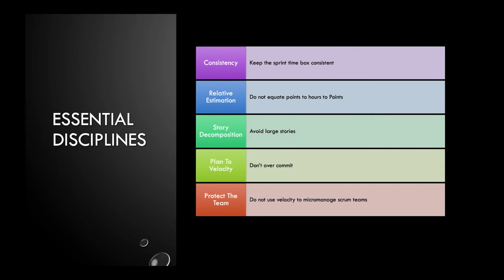Stories with large point values should be avoided. The higher the point value, the higher the risk of not completing the story within the sprint time box. High point values are an indication that stories may not be ready for implementation.